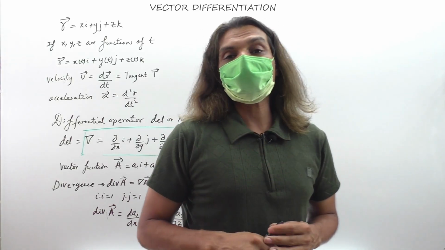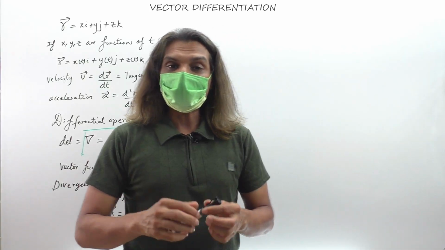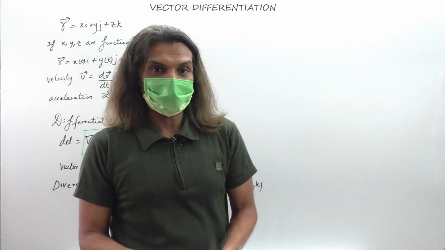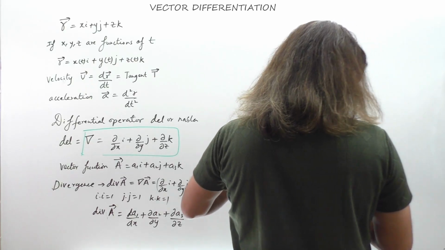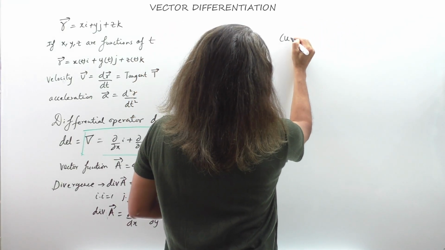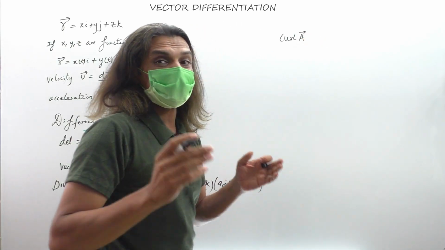Now the next concept is a very important concept called curl. They will be asking a question on this curl for 6 to 7 marks. Okay, so we will solve it later. So first the curl. The curl of A is nothing but a cross product.